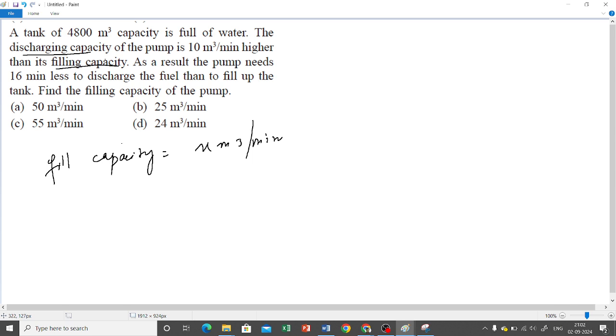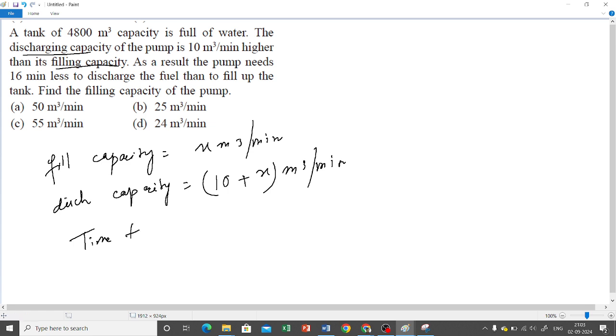Then what is the discharging capacity? 10 plus x meter cube per minute. As a result, the pump needs 16 minutes less to discharge the fuel than to fill up the tank. So what is the time taken to fill? This much minutes. What is the time taken to discharge?